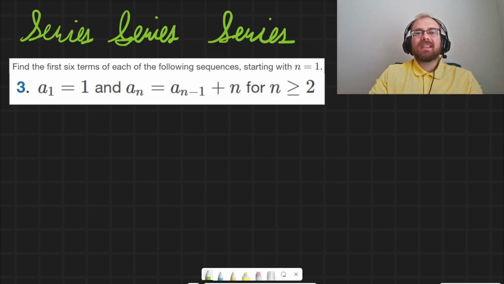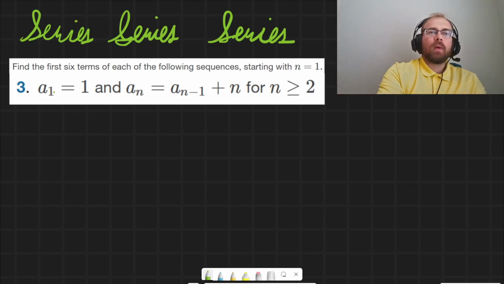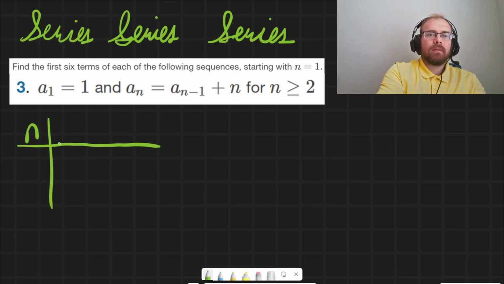We're going to find the first 6 terms of each of the following sequences, starting with n equals 1. They're saying for n greater than 2, there's a certain pattern. But for when n is 1, it's just 1. So literally they gave us the first answer. When n is 1, the sequence is just 1 because it says a sub 1 is 1. So a sub n when n is 1 is 1. They gave it to us.